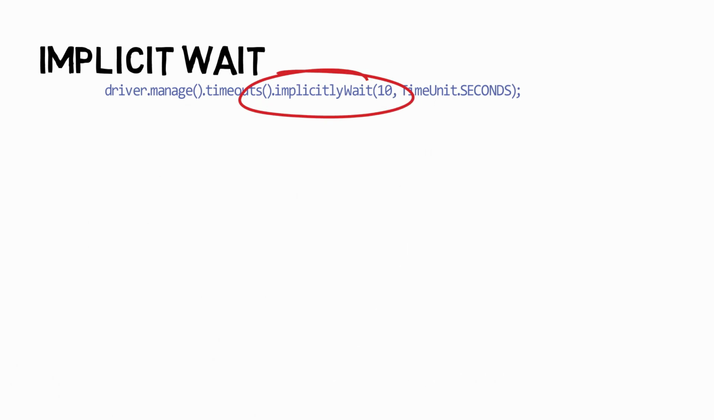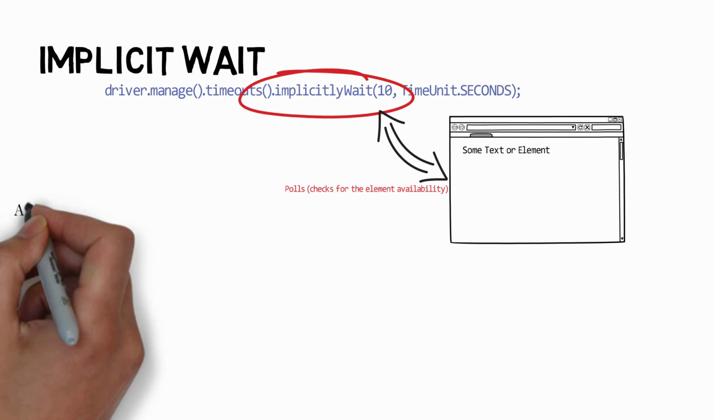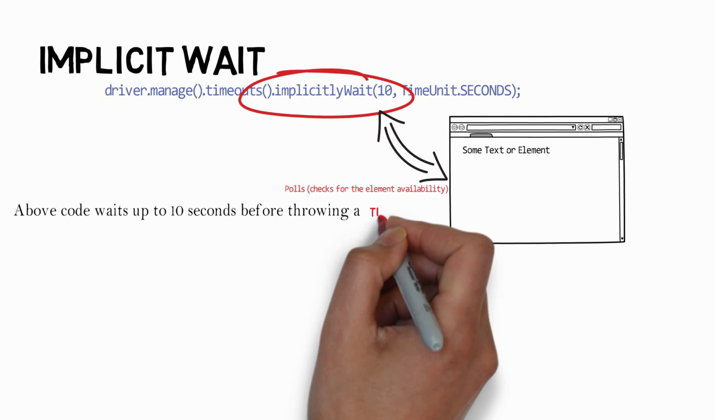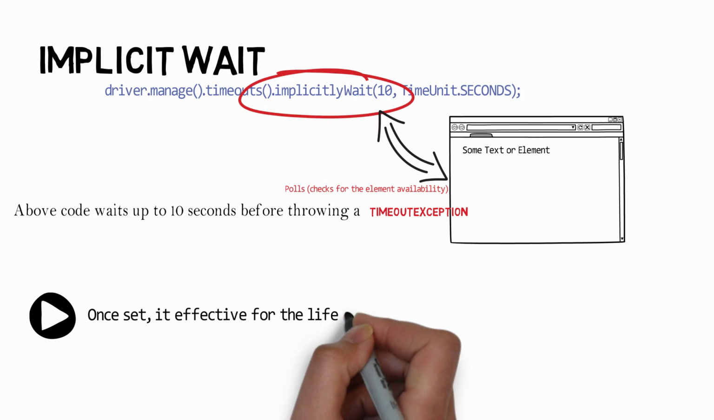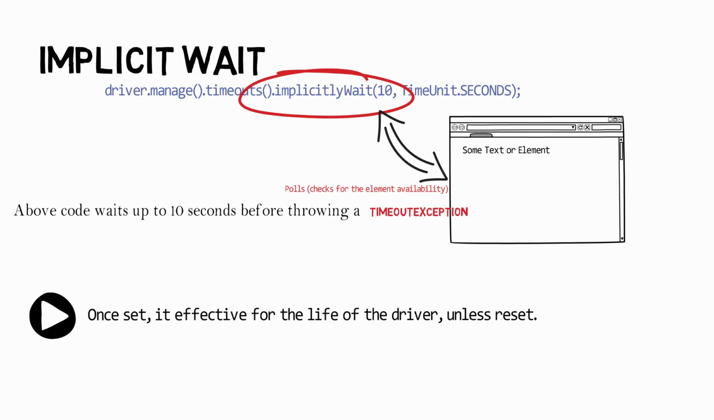In this piece of code, the driver will wait up to 10 seconds by regularly polling the DOM to find the element. If the element is found within the 10 seconds, it will be returned. If the element is not found past 10 seconds, we will see a timeout exception. Also note the implicit wait is available for the life of the driver. That means if you set the implicit wait, it will be effective throughout the program.